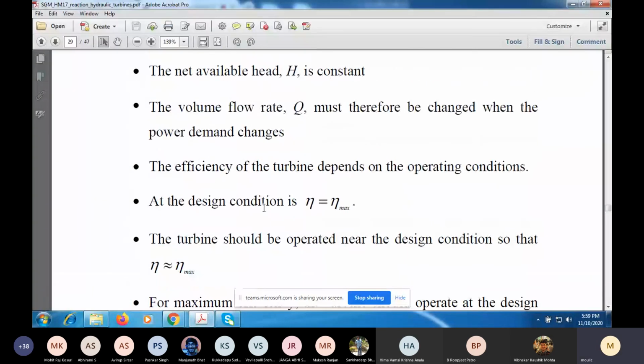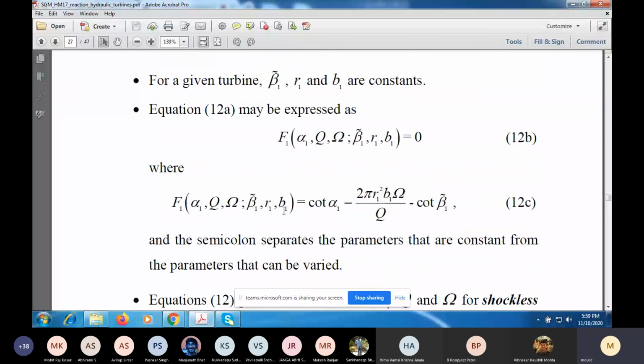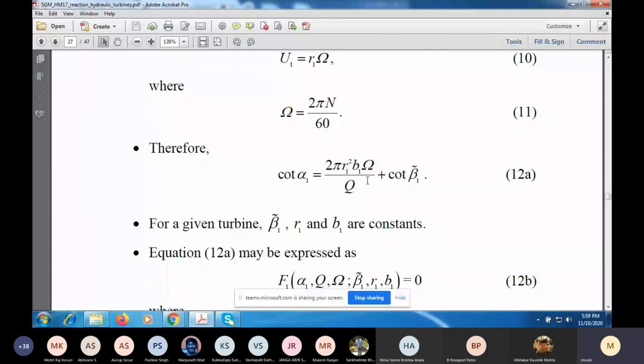So if I go back and look at this relation again, this gives you a hint. When the power changes, you have to change Q1. But you want to keep omega constant. So therefore, if omega is to be kept constant and Q is changed according to the power demand, you must change alpha 1. So alpha 1 and Q have to be changed simultaneously because beta 1 and hence beta 1 tilde is a constant.